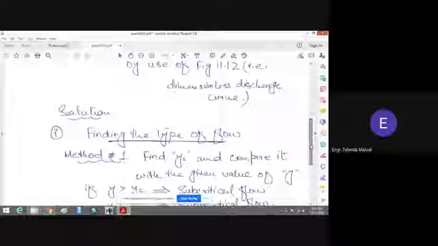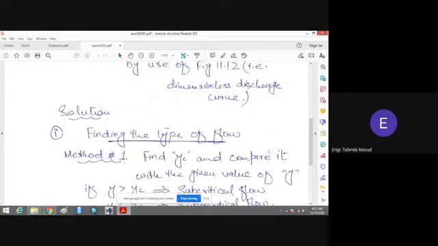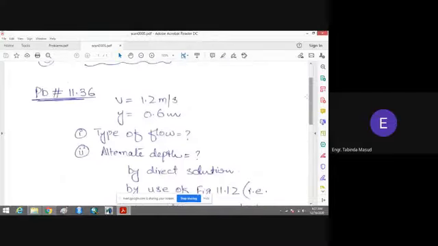So first of all, we will find the type of the flow. For the type of the flow, we have two methods. Method number one is to find the critical depth of the flow. Once we find the critical depth, we can compare the given depth of flow with it. If the given depth of the flow is greater than the critical depth, then the flow will be subcritical, otherwise it will be supercritical.